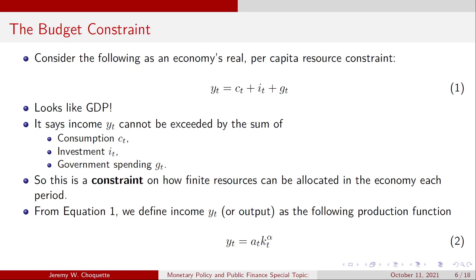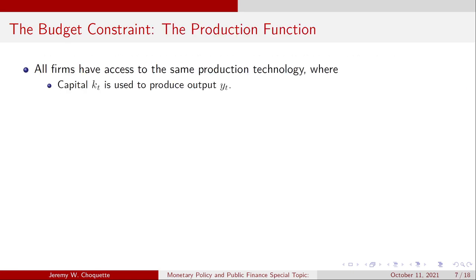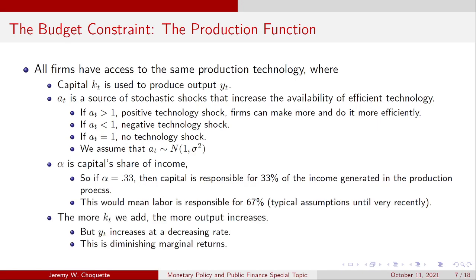But if you look at the first bullet point, consider the following as an economy's real per capita resource constraint. This is per person, right? Well, this is essentially output per person, capital per person. So because it's in terms of effective labor units, we've kind of already got labor in there. It's implicit. It's not explicitly modeled, as it's implicit because it's per capita.